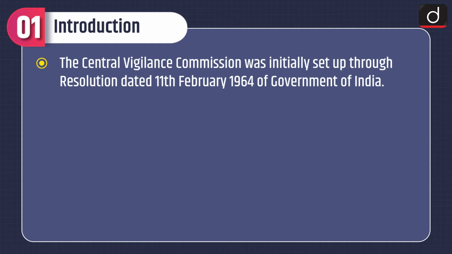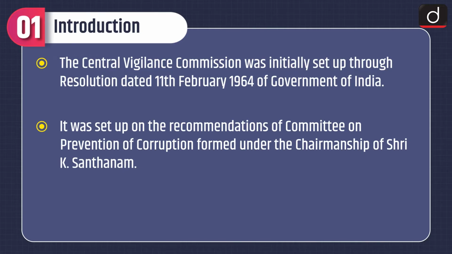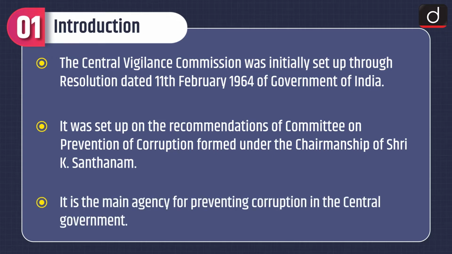The Central Vigilance Commission or CVC was initially set up through a resolution dated 11th February 1964 of the Government of India. It was set up on the recommendations of the Committee on Prevention of Corruption formed under the chairmanship of Shri K. Santhanam. It is the main agency for preventing corruption in the central government.